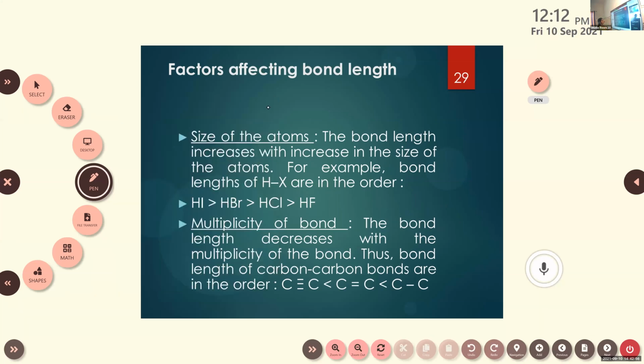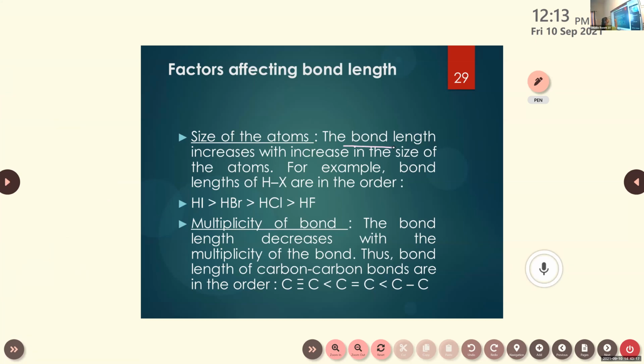So the bond length increases with increase in the size of the atoms. In a group, when we are moving from top to bottom, their size increases, due to additional shells being added there, right? So here also the size of the atoms increases in a group. Along with that, bond length increases. Clear? The bond length increases with increase in the size of the atoms.